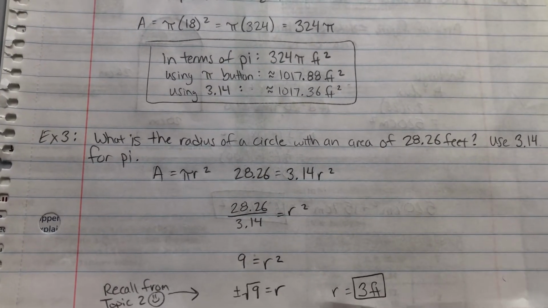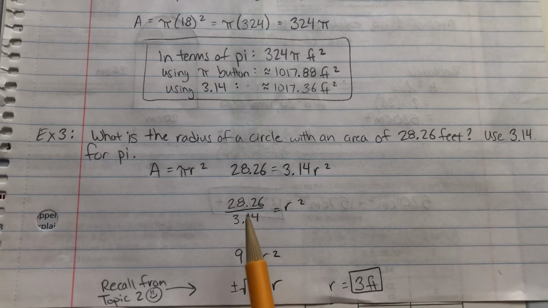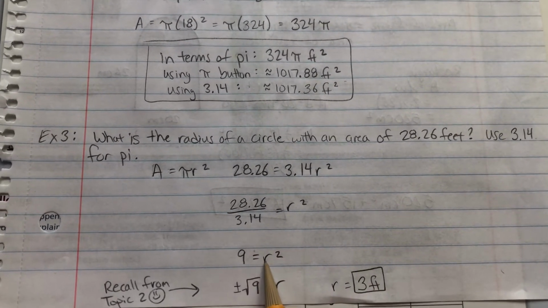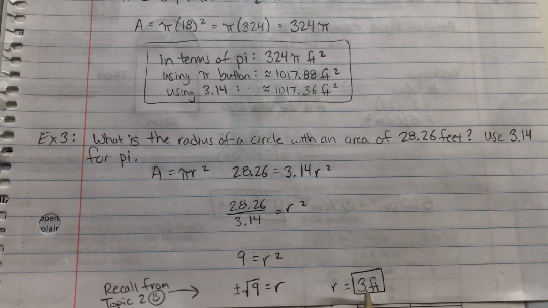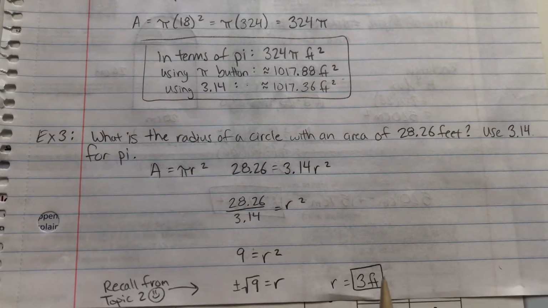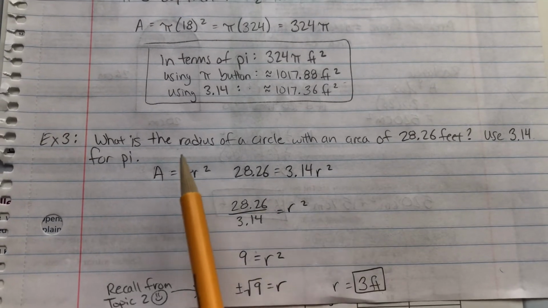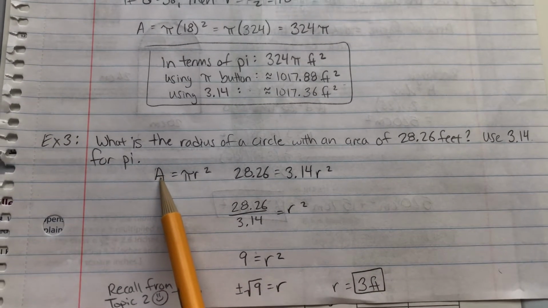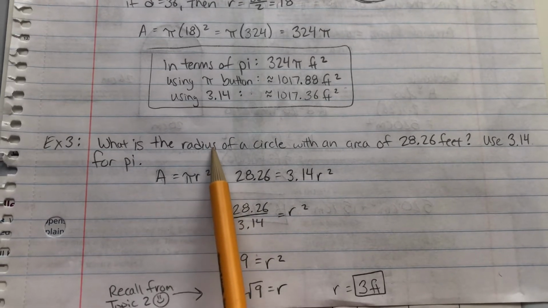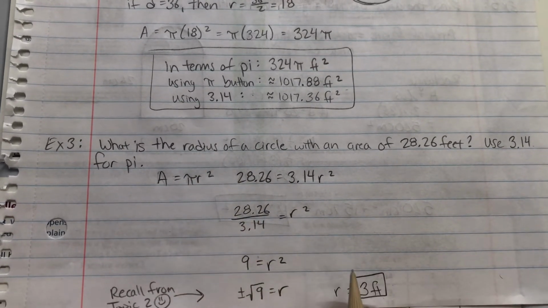But since this is measure and you're only focusing on positives anyways, you can just go straight to, well, 3 squared is 9, so your radius has to be 3 feet. And this is not going to be a squared unit. They gave us area, which was the squared unit. We're trying to find one dimension of the area, so that's why it's just feet.